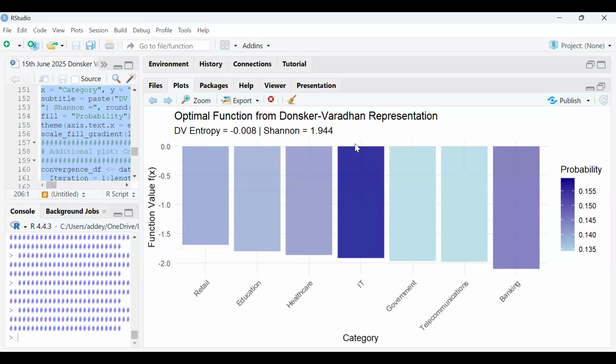And then we can also look at this by overlaying our Donsker-Varadhan representation. So then we see that the optimal functions for these industries are being shown here in the negatives, with the highest being the banking sector, and then the associated probabilities are being shown here. So again, the IT sector had the highest probability, which we saw in the previous chart.